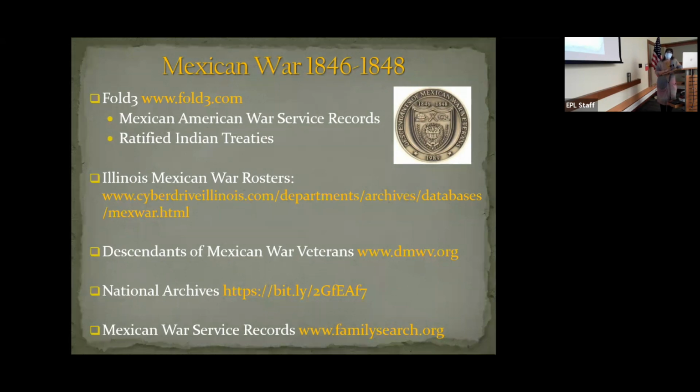Mexican War is the same thing. There were only a handful of Illinois units that went down to help on the Mexican border in 1846. The vast majority of people were from Texas, Louisiana, Alabama, Arkansas, and Georgia. Those are the places who are going to have those types of records. But there is a small collection of records from those who went down from Illinois that are available through the state archives.